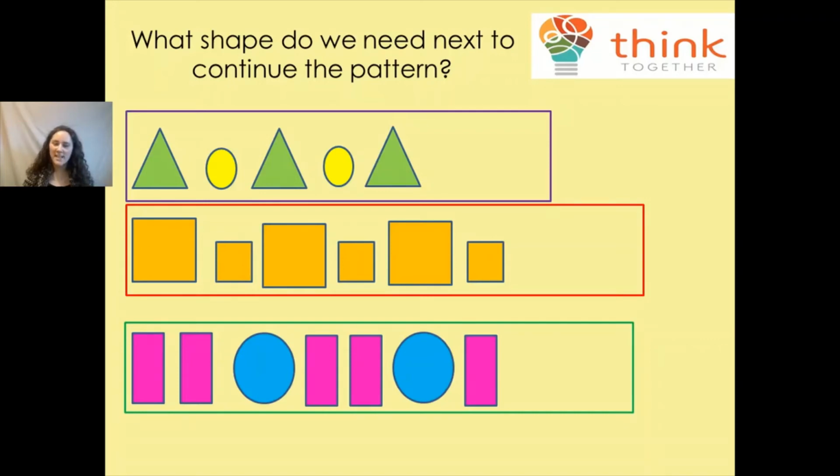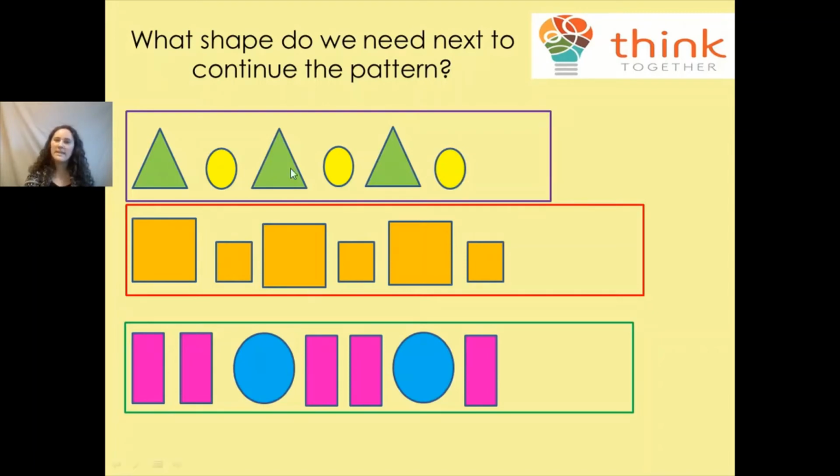Have you managed that? Excellent. Let's say the pattern together. Come and join with me. Triangle, circle, triangle, circle, triangle. What would come next? That's right, circle.